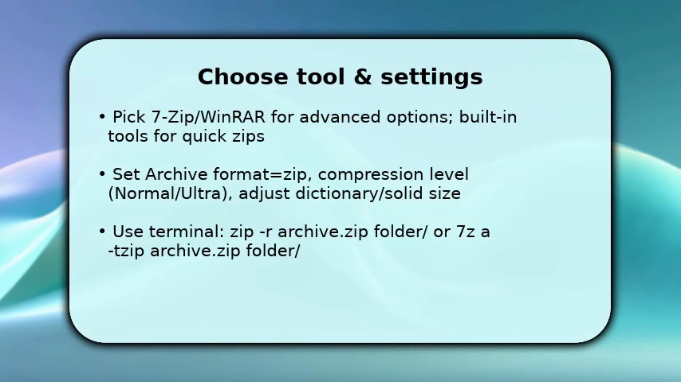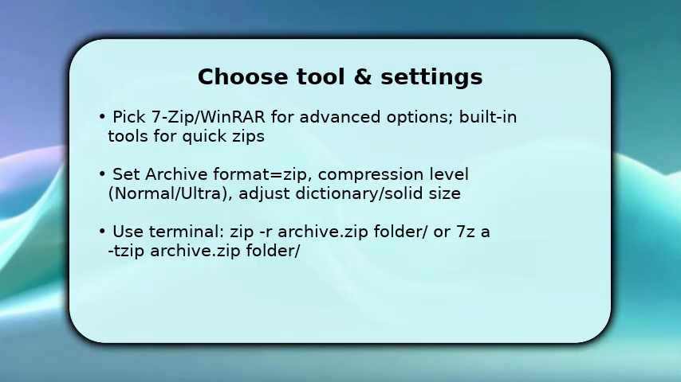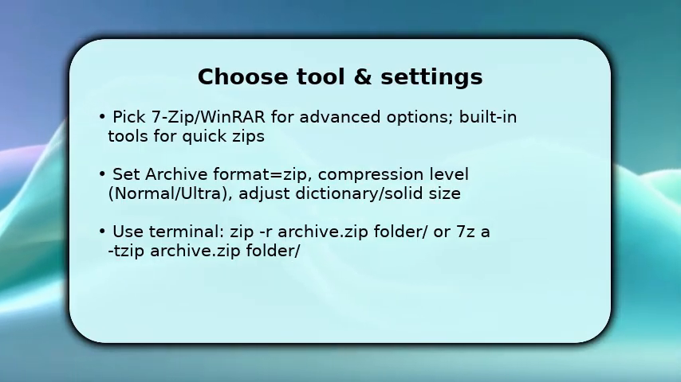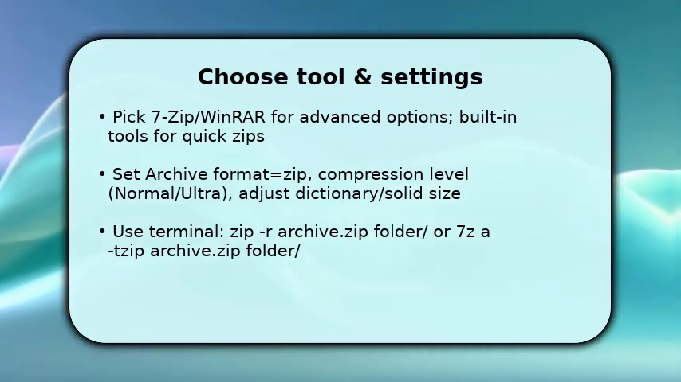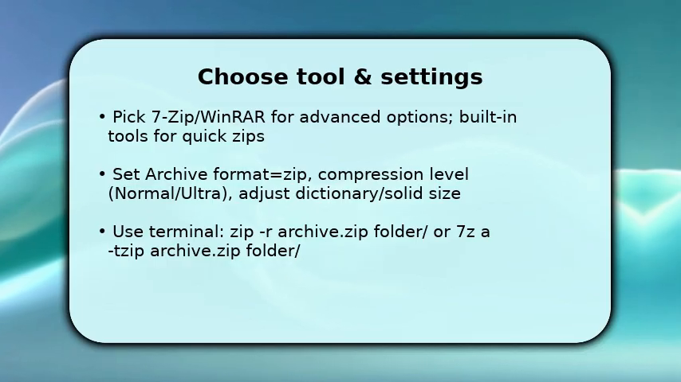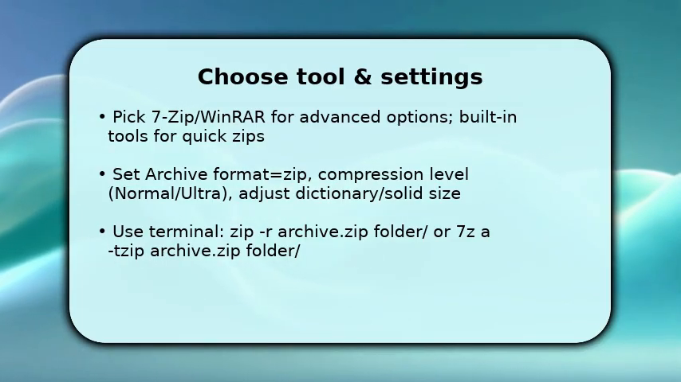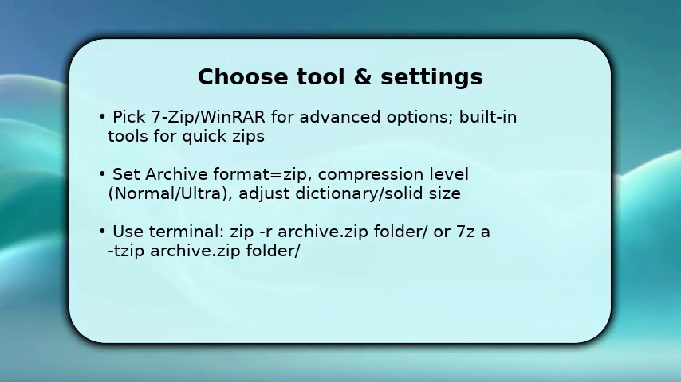Now choose the tool and compression level. Use 7-zip or WinRAR for stronger compression. Open the app, add files, set archive format to zip, choose compression level ultra or normal depending on speed versus size, and set dictionary and solid block sizes for large datasets.